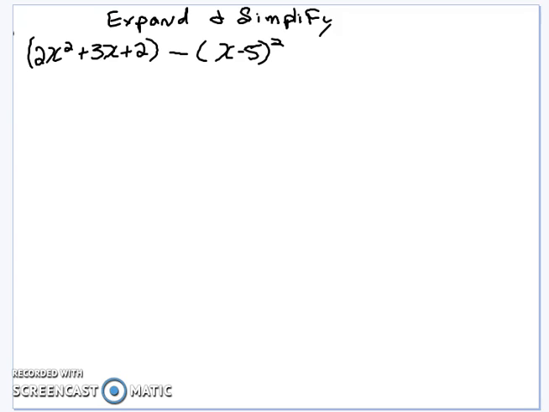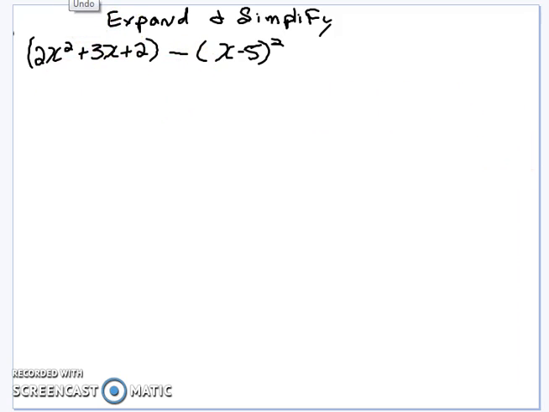So the question says to expand and simplify, and it gives us a polynomial of 2x squared plus 3x plus 2, and from that I'm going to subtract (x minus 5) in brackets squared. It's pretty straightforward, but one of the things that's going to catch a lot of students is this second term, this x minus 5 squared, and the fact that I'm subtracting it. So where are we going to start?